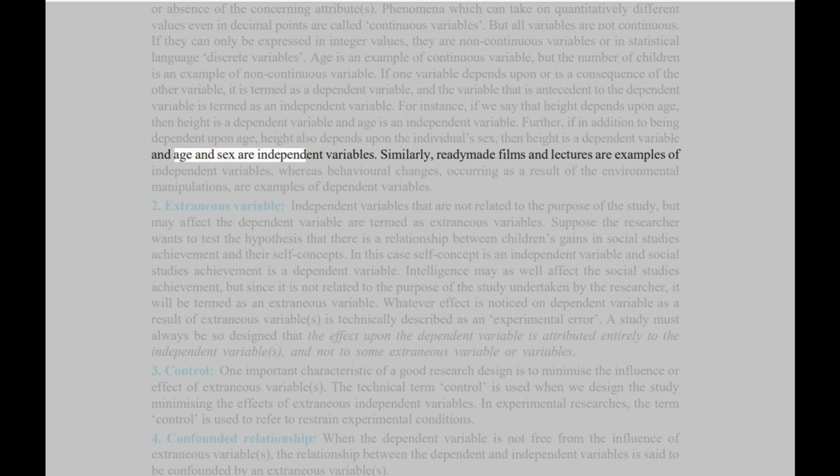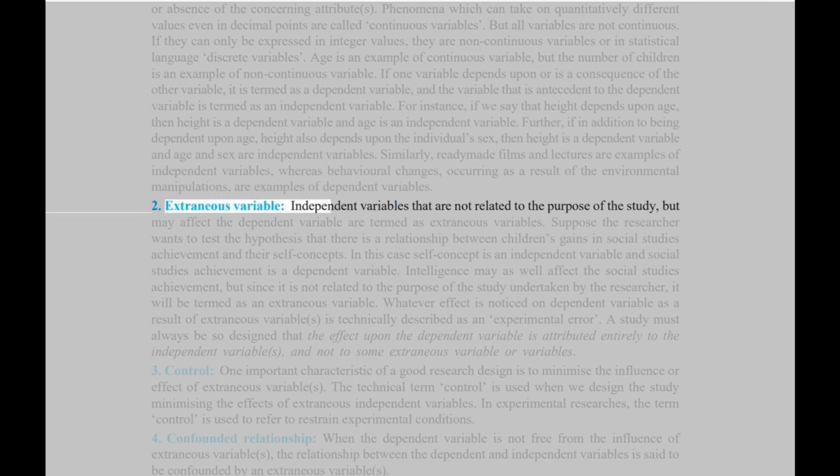And age and sex are independent variables. Similarly, ready-made films and lectures are examples of independent variables, whereas behavioral changes occurring as a result of the environmental manipulations are examples of dependent variables.